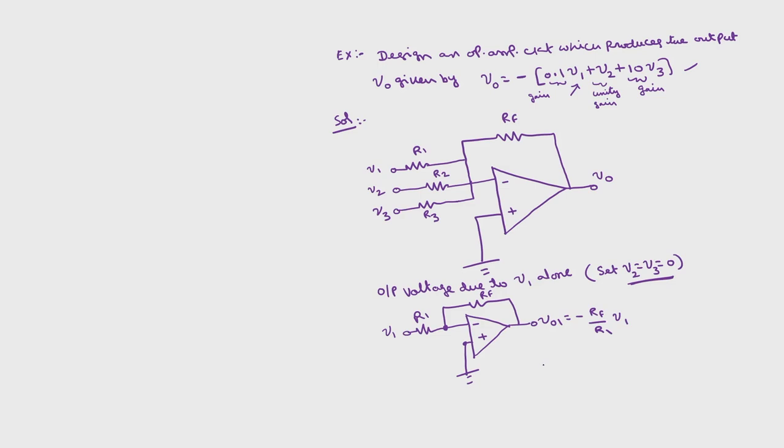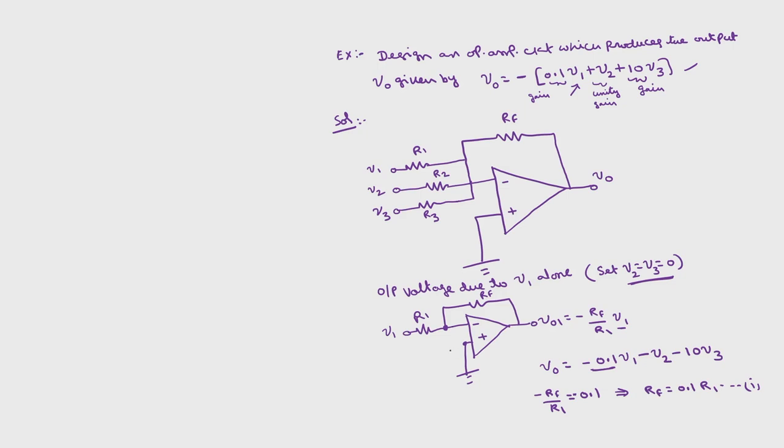But in the given expression, V0 is equal to minus 0.1 times V1 minus V2 minus 10 times V3. So comparing this, the V1 coefficient should be minus 0.1. So minus RF by R1 should be minus 0.1. You have to choose the values of RF and R1 such that the ratio is 0.1. This minus minus will get cancelled. This implies RF should be equal to 0.1 times R1. This is one expression.